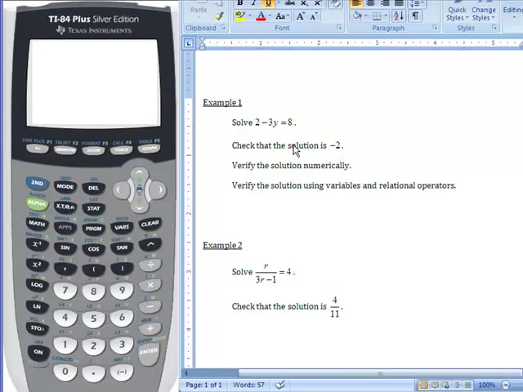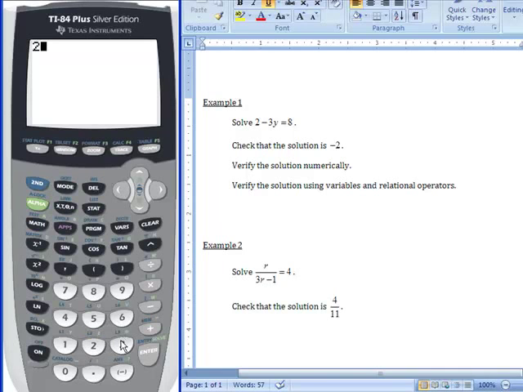Well, there are two different ways we can do this. We can do this numerically, we can do it with variables, which is kind of in a numerical way, or we can do it with relational operators. So let's take a look at just a purely numerical approach first. In that case, we're going to check the solution negative 2 into the left-hand side and check it also into the right-hand side and make sure that in this case we end up with 8 on both sides. So to check the left-hand side, we need to type in 2.